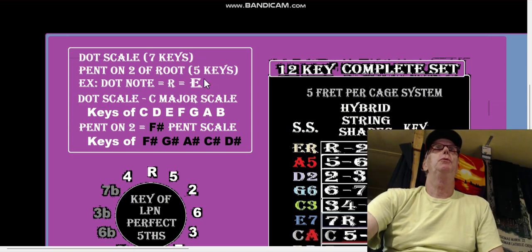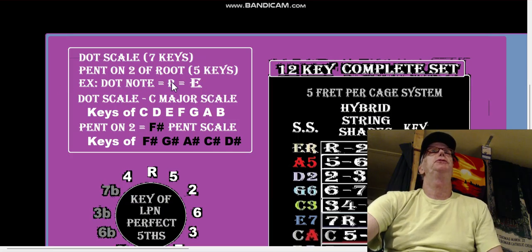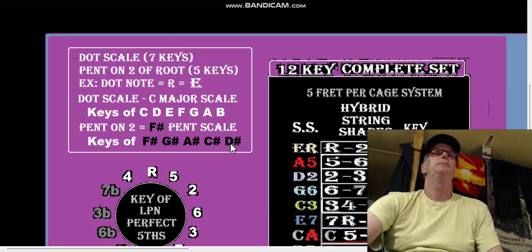Alright, so we're in the key of E here. An example, dot note equals E. Dot scale is C, D, E, F, G, A, B. If we do a pent scale on the second of that E, that's F sharp pent scale. So it would be F sharp, G sharp, A sharp, C sharp, D sharp. There's the 12 keys.